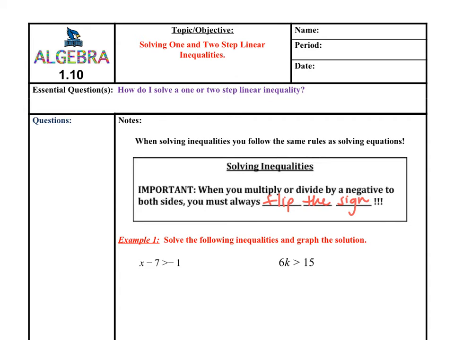So today I need you to know, how do I solve one or two-step linear inequalities? And we will also graph them again to keep practicing that skill.